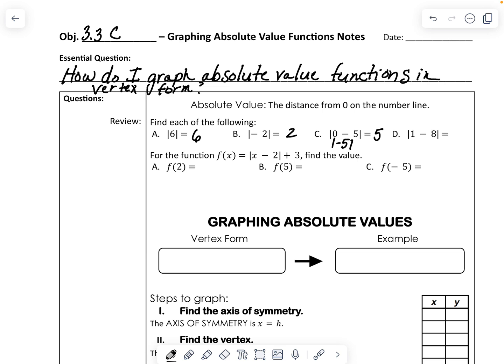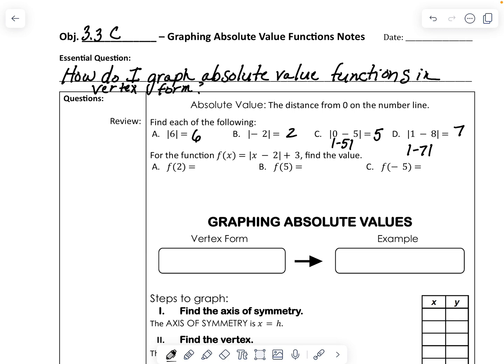How about 1 minus 8? Well, the absolute value of 1 minus 8 would be 7. You get -7 when you do the subtraction, but the absolute value of -7 is 7.